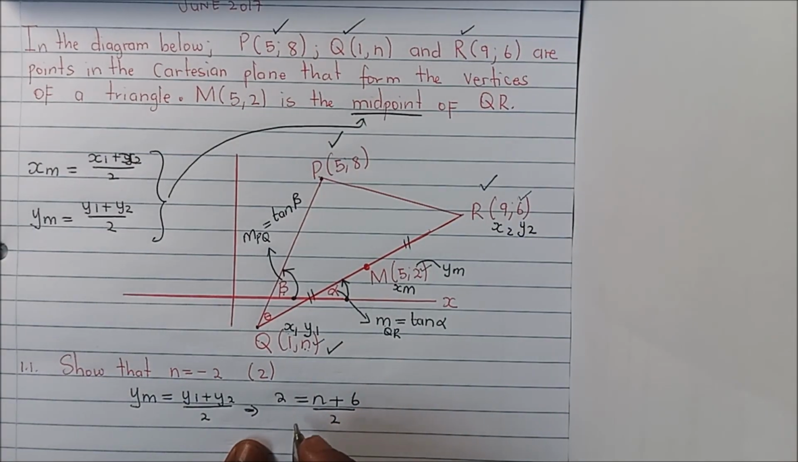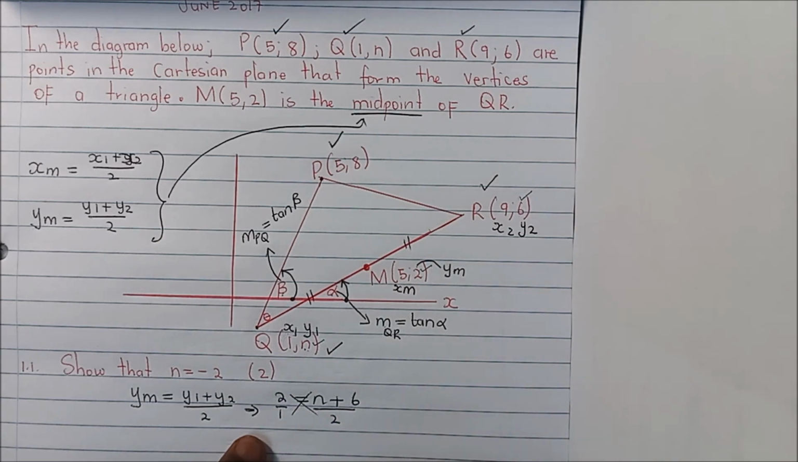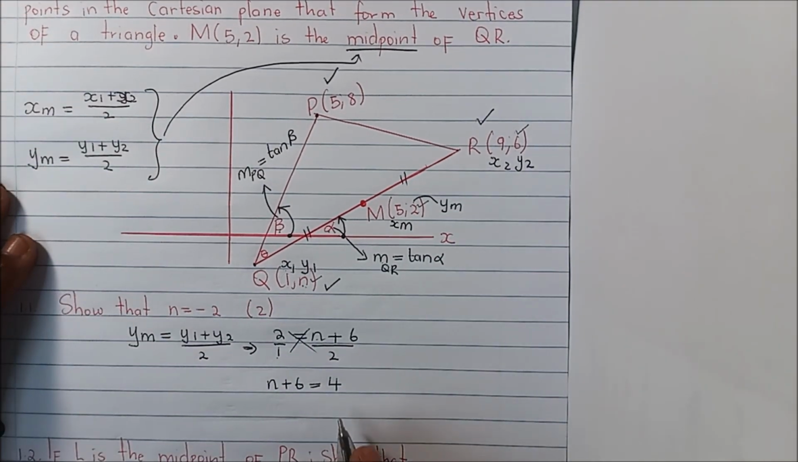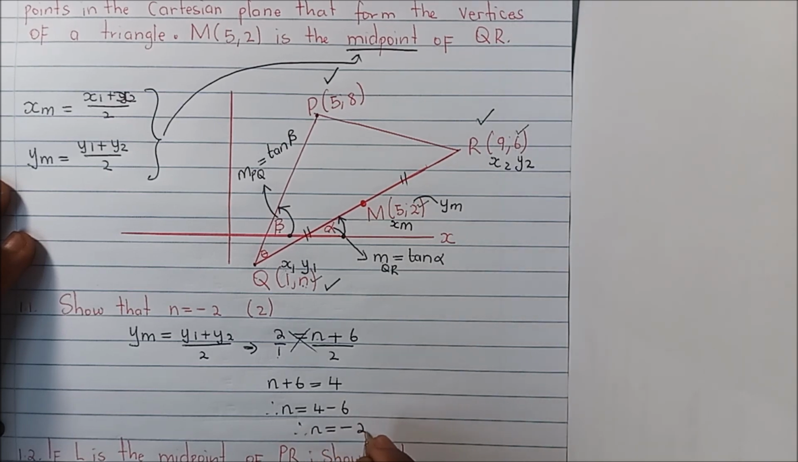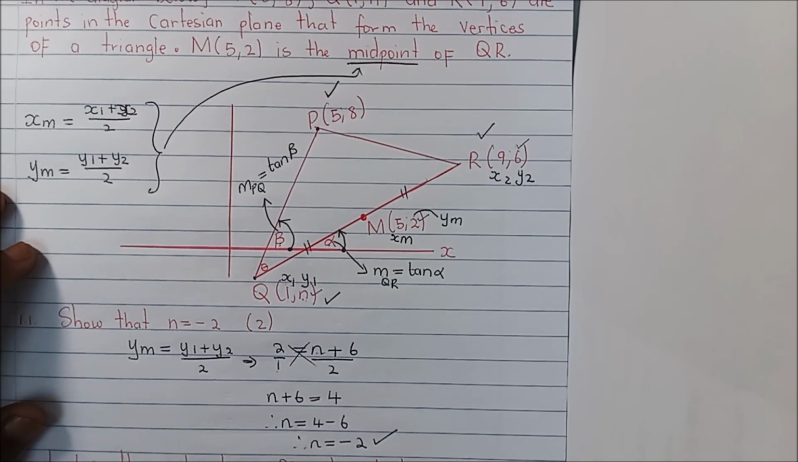And then we can solve for n. So 2 over 1, and then we cross multiply. So n plus 6 times 1 is n plus 6, equals 2 times 2, that is 4. If we take 6 to the other side, we will have n equals 4 minus 6, and therefore n will be minus 2. So easy 2 marks.